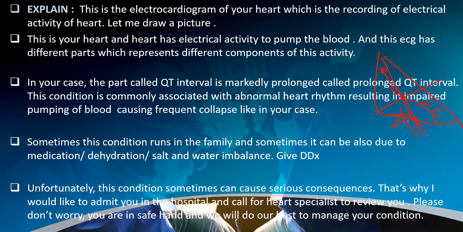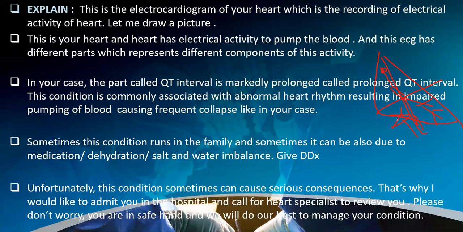like in your case. You'd never ever go into detail of the ECG explanation, because for a person who doesn't have a medical background, the patient should not know anything about ECG, and it will be very hard for them to understand. So you don't need to explain the different parts of the ECG, P wave, Q wave, no need. You will just say in this way, in your case, the part called QT interval is markedly prolonged, and that's why we call it prolonged QT syndrome.